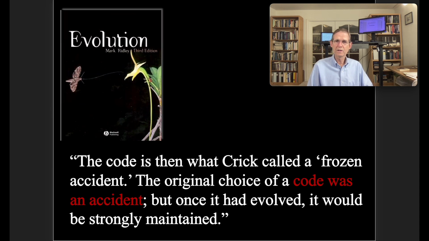Here's Mark Ridley's textbook. The code is then what Crick called a frozen accident. The original choice of a code was an accident. See, arbitrary accident. But once it had evolved, it would be strongly maintained.